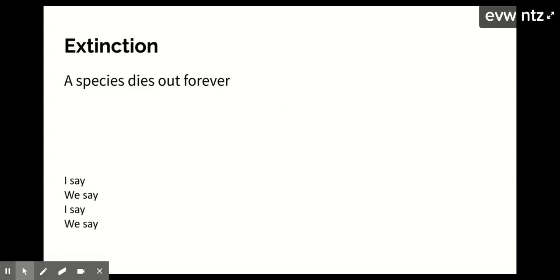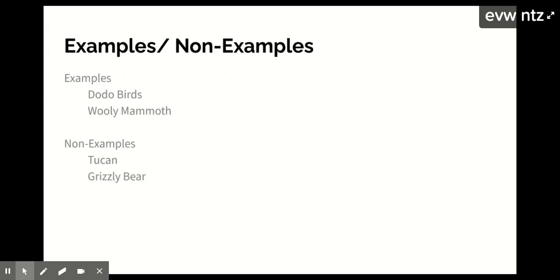Extinction is our last word. So I'm going to say it, you're going to repeat it. Extinction. Extinction is a species that dies out forever. Some examples would be dodo birds and the woolly mammoth.